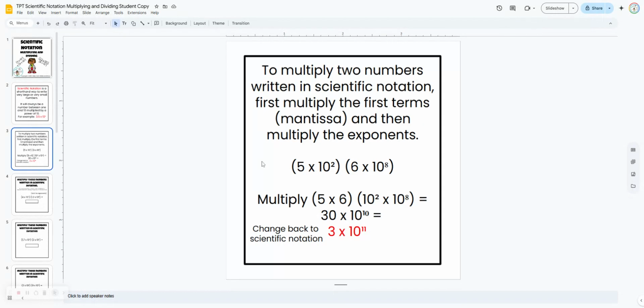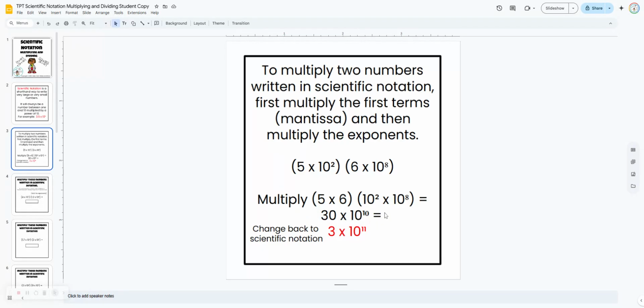So we're going to multiply by separating them into two different multiplication problems. We're going to multiply what we call the mantissa, these first terms, separately, and then multiply the exponents separately. So we get 5 times 6 is 30 times 10 to the 10th power. So remember the rule, when the bases are the same and we're multiplying, we add the exponents. So I get 30 times 10 to the 10th power.